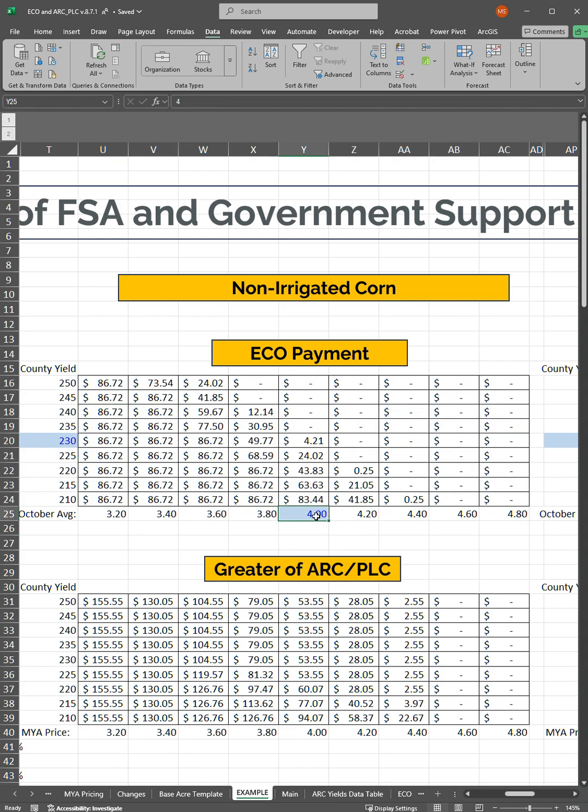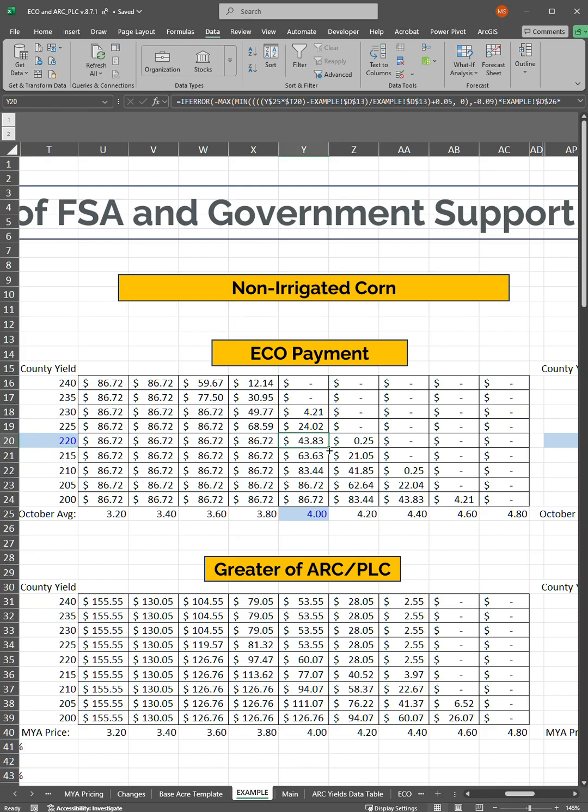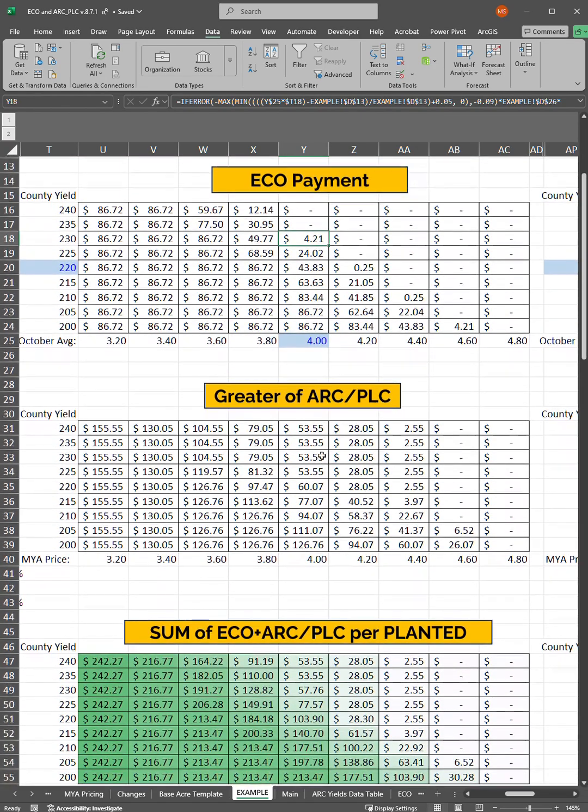So we can calculate, okay, if the price stays around $4 and my yields come in at, call it 220, what can I expect for an ECO payment? In that scenario, I'd expect a $43 ECO payment. But if yields came in at 215, I could have $63. If they came in higher than expected, I might only get a few dollars. Same with ARC and PLC. We have the higher of the two filling in here. So you can see up in this range where it's changing, that's where ARC is kicking in. Down here, once you get into really deep price losses, that's where PLC is kicking in.